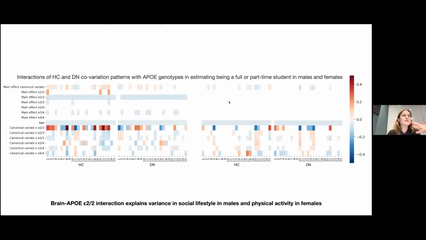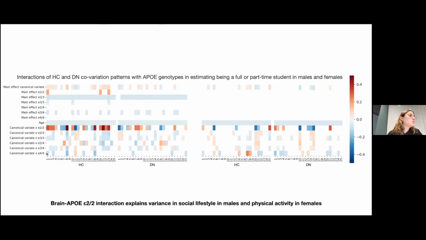For this analysis, we individually regress each of the risk factors on 14 main parameters: the main effect of the canonical variant being investigated, the main effect of each of the APOE genotypes, age, as well as 6 interaction terms for the interaction of the canonical variant being investigated and each of the APOE genotypes. So each column here represents a single model. In each model, I regressed a given risk factor, in this case being a full or part-time student, on these 14 parameters.